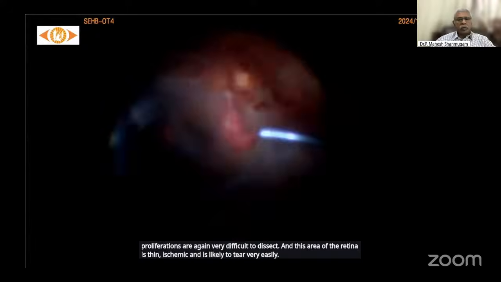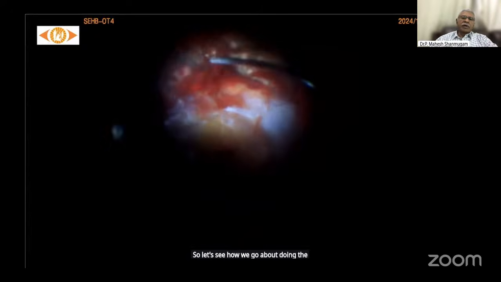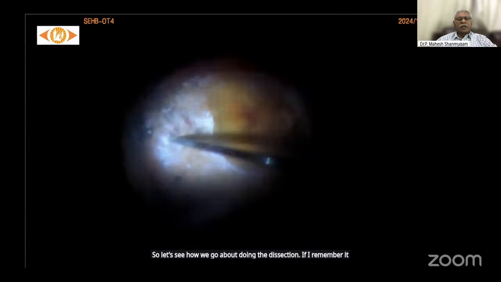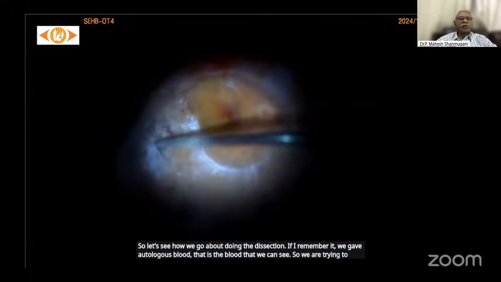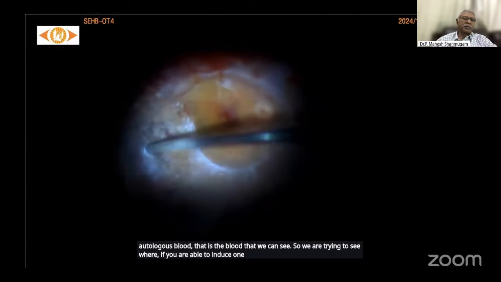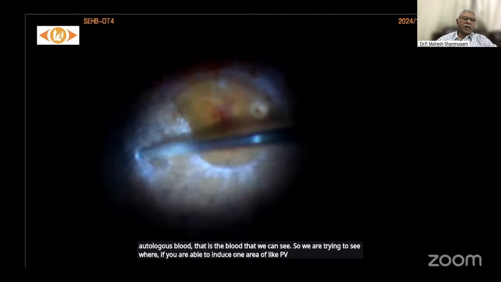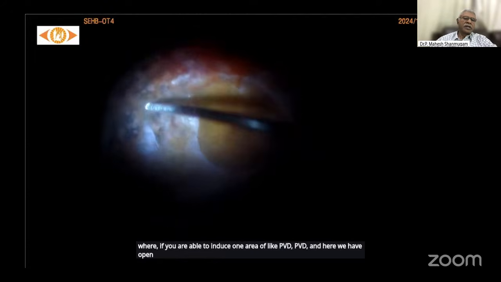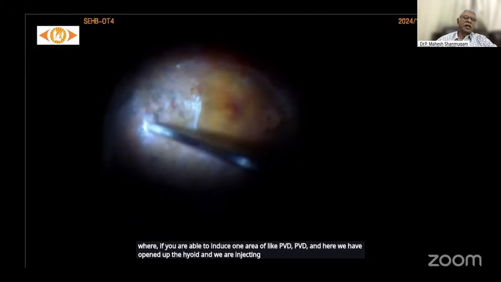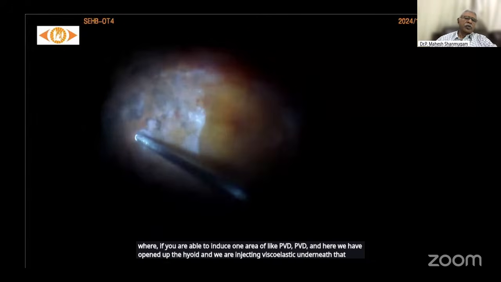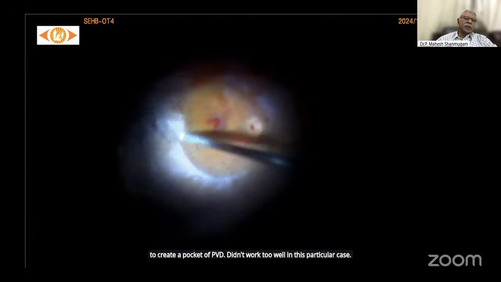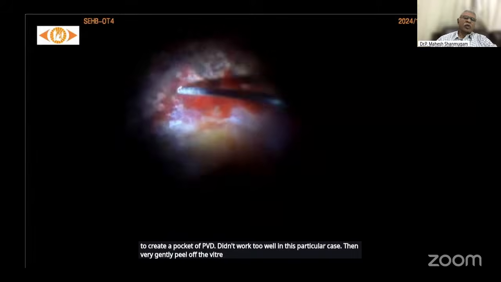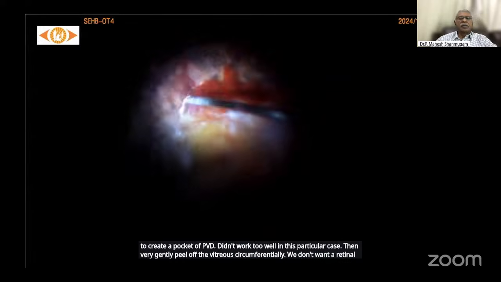So let's see how we go about doing the dissection. If I remember right, we gave autologous blood. That is the blood that we can see. So we are trying to see if we are able to induce one area of PVD, and here we have opened up the hyaloid and we are injecting viscoelastic underneath that to create a pocket of PVD. Didn't work too well in this particular case. Then very gently peel off the vitreous circumferentially. We don't want a retinal break in this one-eyed gentleman.